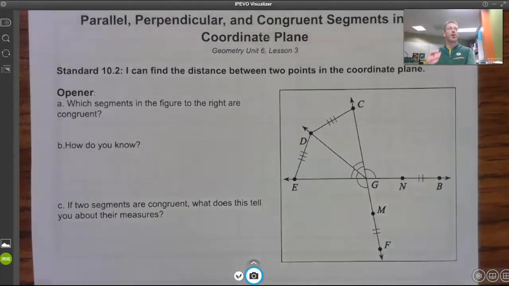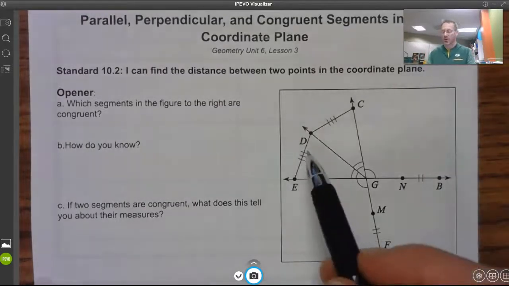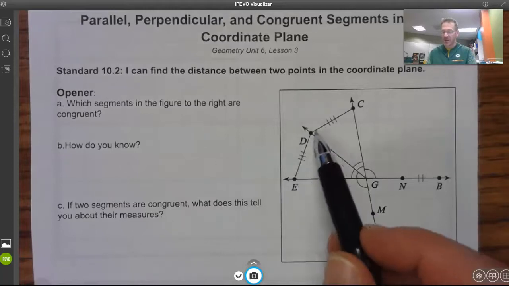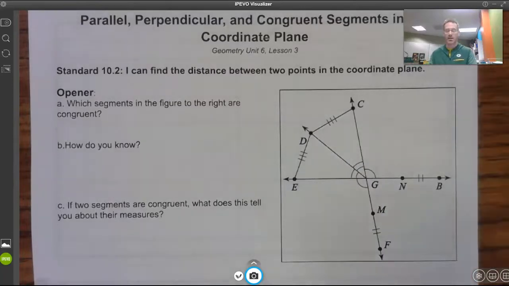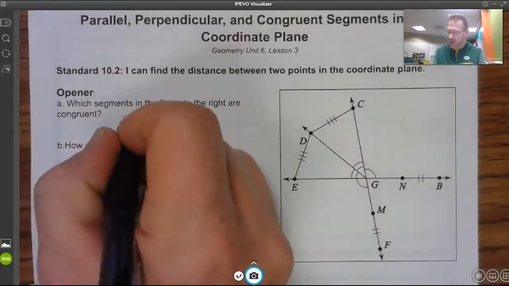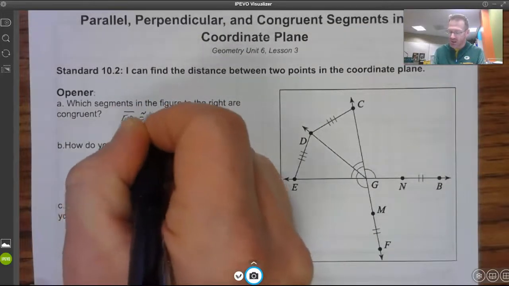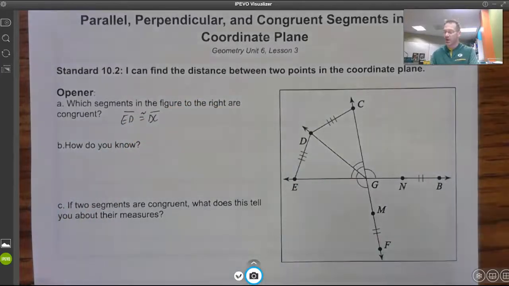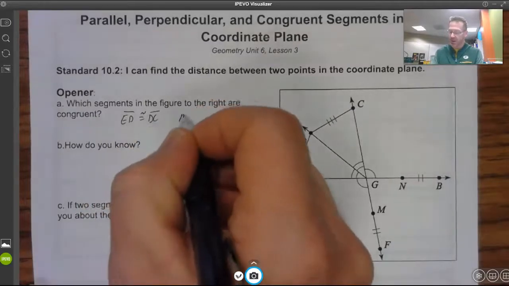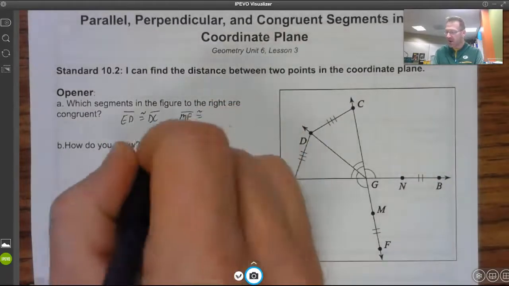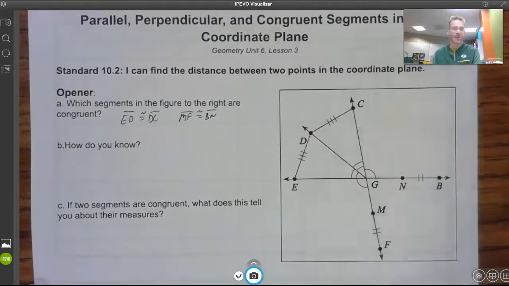So hopefully you remembered that when we see the same types of markings, that means things are congruent. For example, I can see that segment ED and segment DC both have 3 tick marks. So that means those two segments are congruent. ED is congruent to DC. And then we can also see that MF and BN share the same type of markings as well. So those two segments are congruent.